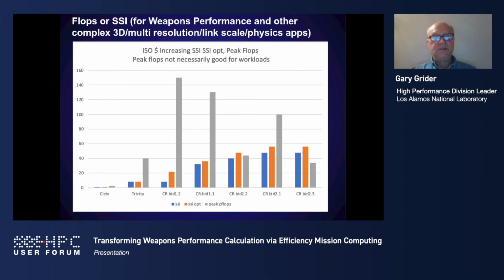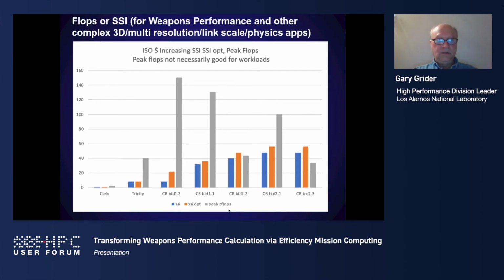This is an interesting graph, a study of the outcomes from the RFP. We did two RFPs in this particular case, one called bid one and one called bid two. And each one of these is a different bidder that bid on the machine. The first is Cielo and the second is Trinity. And it's essentially got three measures. It's got SSI in the blue. It's got SSI optimized. That's where the vendor got to optimize the mini applications to architectures. And then it's got peak flops.